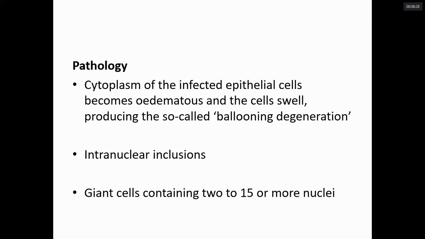If we do pathological examination of the skin infected by herpes simplex virus, there are a few characteristic features that we can see. The first one is ballooning degeneration, where the cytoplasm of the infected epithelial cells becomes edematous and swells. There are also intranuclear inclusion bodies, and giant cells containing two or more nuclei.